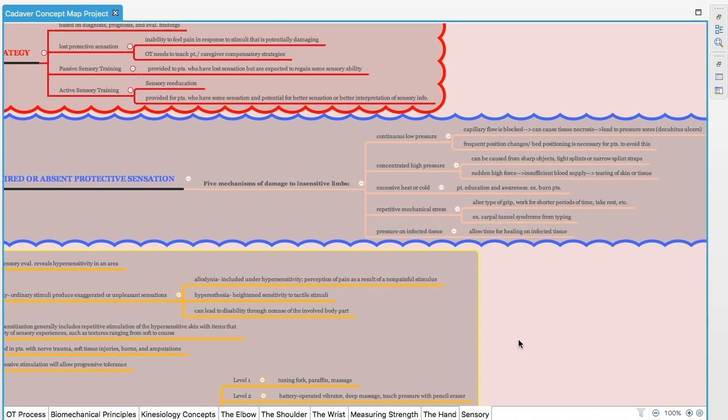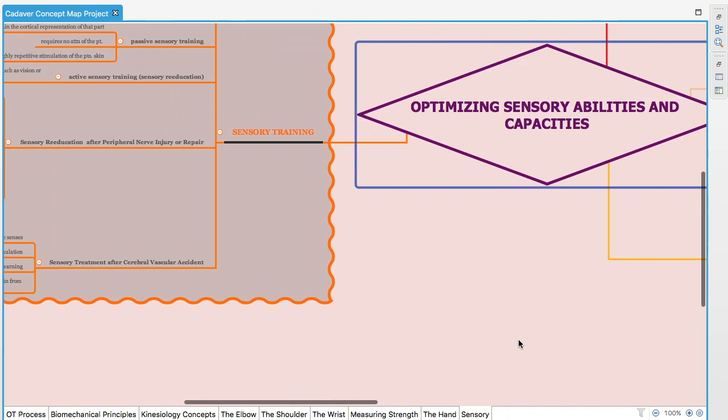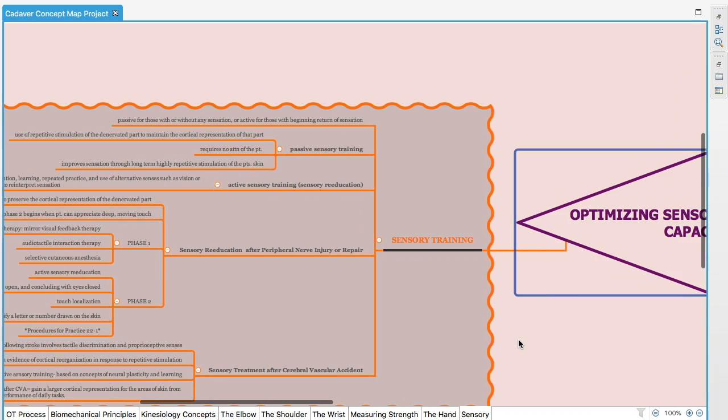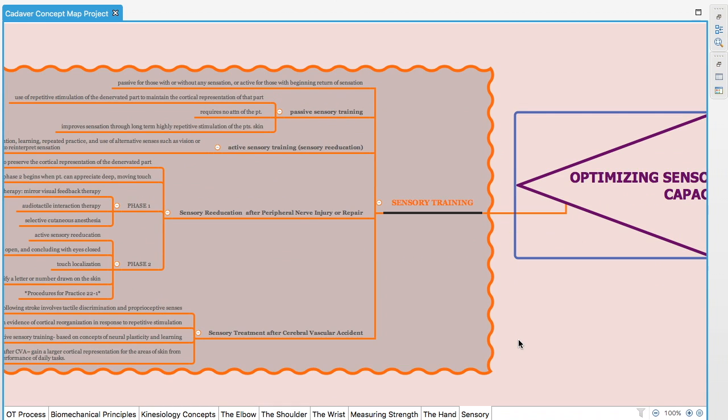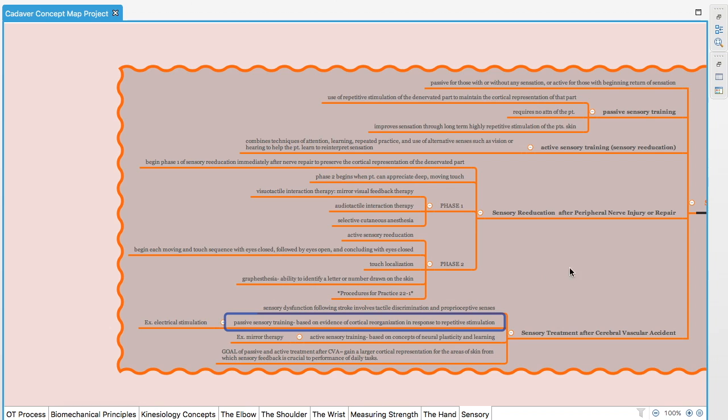This chapter really honed in on passive and active sensory training for clients with peripheral nerve injury as well as clients post-stroke. For clients post-stroke, a therapist could start out with passive sensory training by using repetitive stimulation, such as electrical stimulation, based on evidence of cortical reorganization in response to repetitive stimulation.